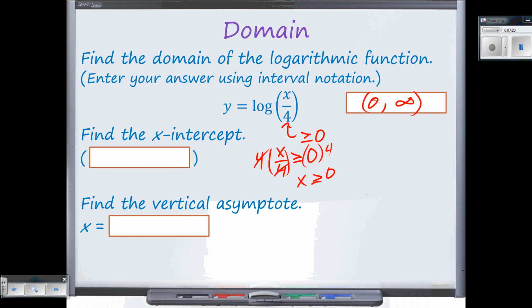Oh, I apologize. It has to be just greater than. I misspoke. It cannot be equal to 0 either. So that's why it's a parenthesis, not a bracket.